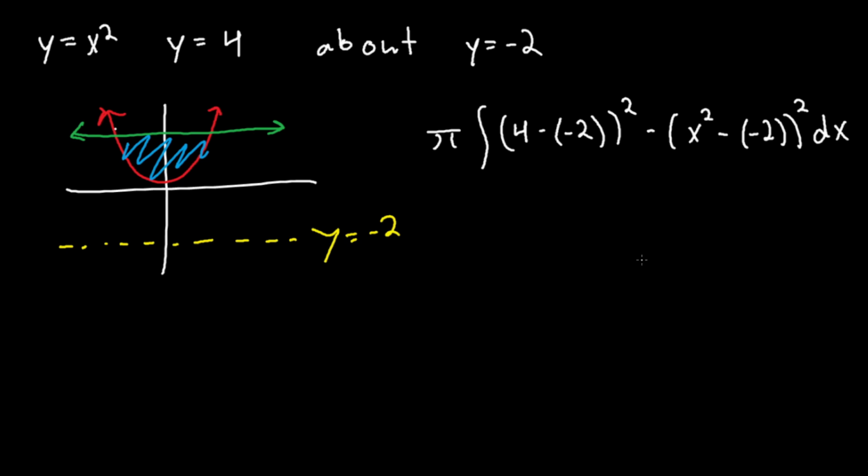And what are your x values that bound this? Well, the x values that bound this function are simply here and here, but we can solve this because these are the intersection points between the graphs x squared and 4. So that means x squared is equal to 4. If we take the square root on both sides, we get plus or minus 2. So plus or minus 2 are the bounds for our integral.